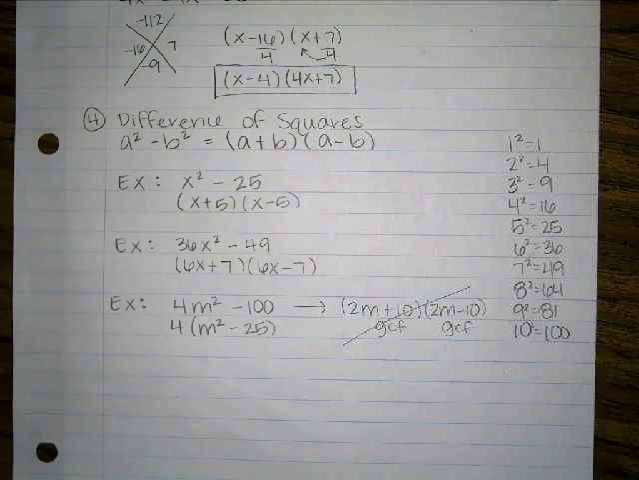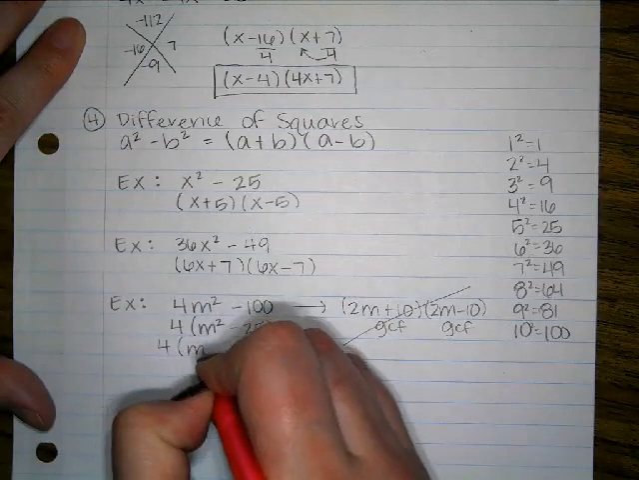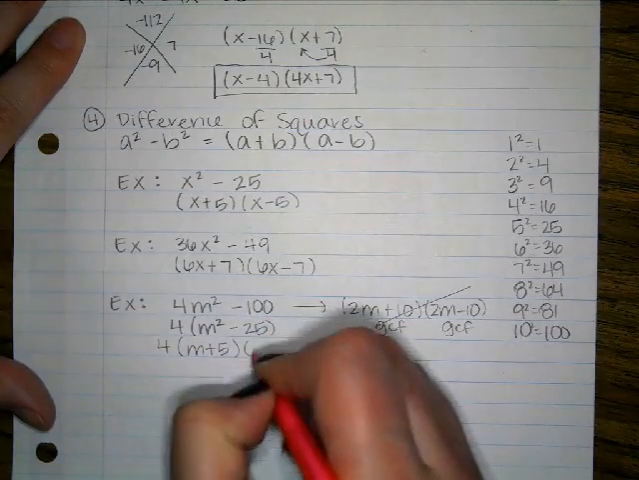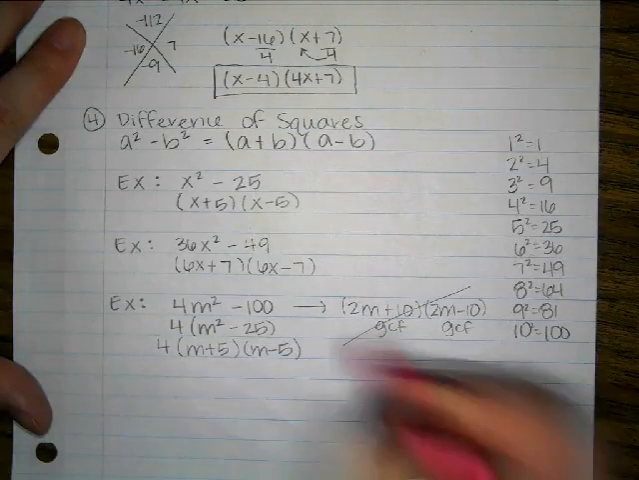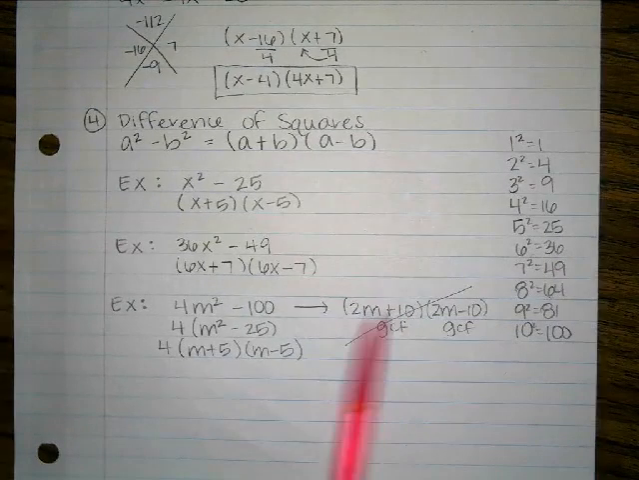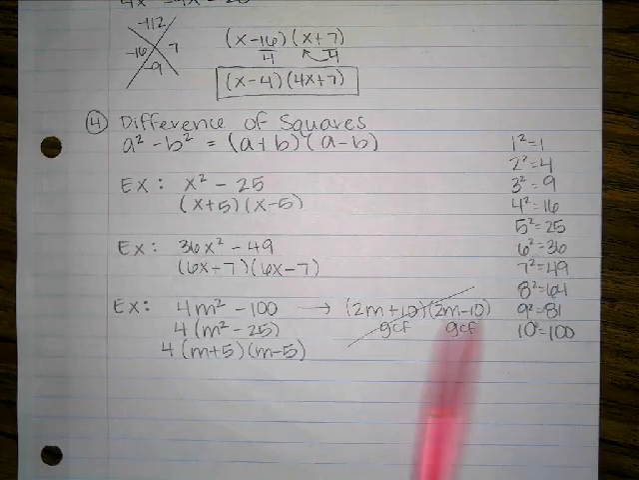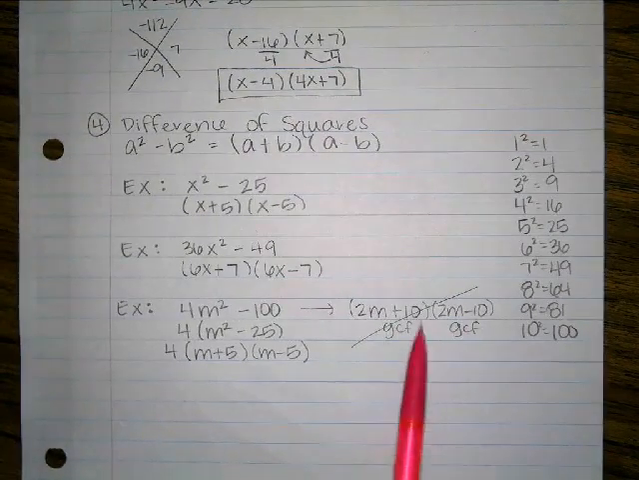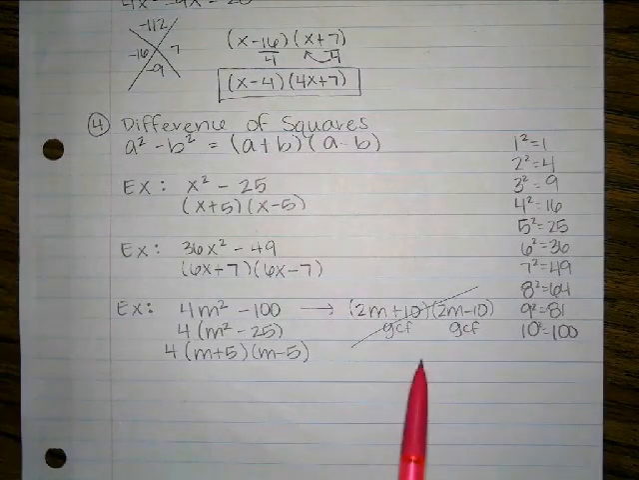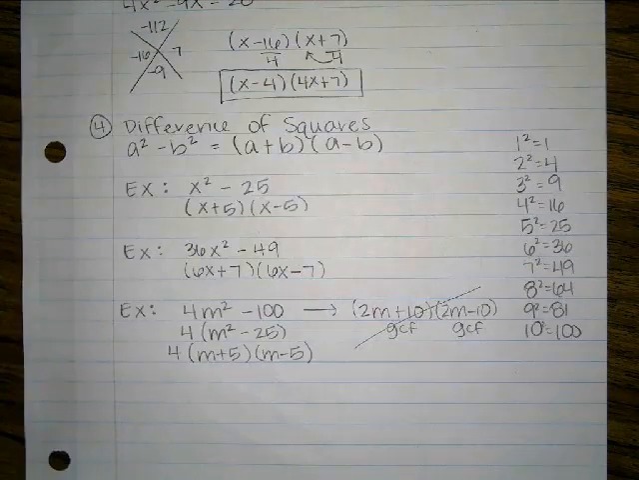And then once I've taken out the GCF, now I can go ahead and do the problem. So now I'm going to say 4 times m plus 5, m minus 5. And that is actually the same answer you would have gotten if you took the first set of parentheses and took out a GCF of 2, took the second set of parentheses and took out another GCF of 2, and multiplied your two GCFs together to get 4. But it's easier to do it this way. Does that make sense? So we always take out the GCF first, or else the math people get mad at us. Okay.